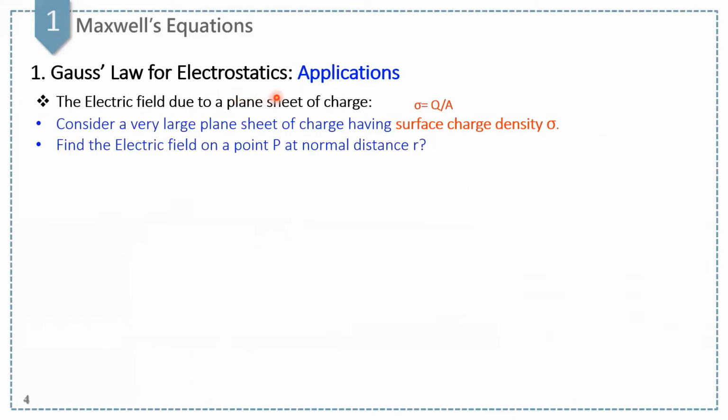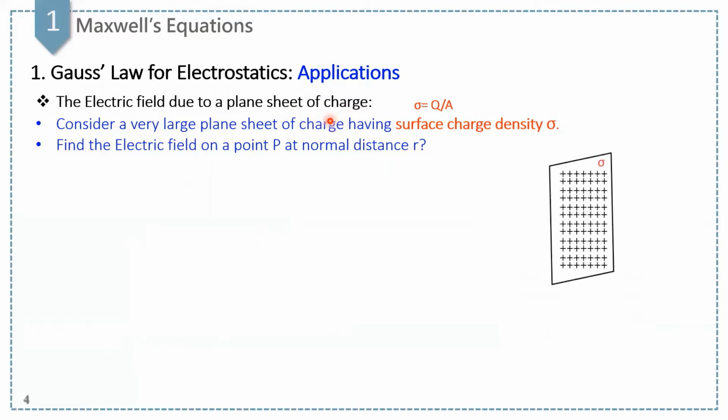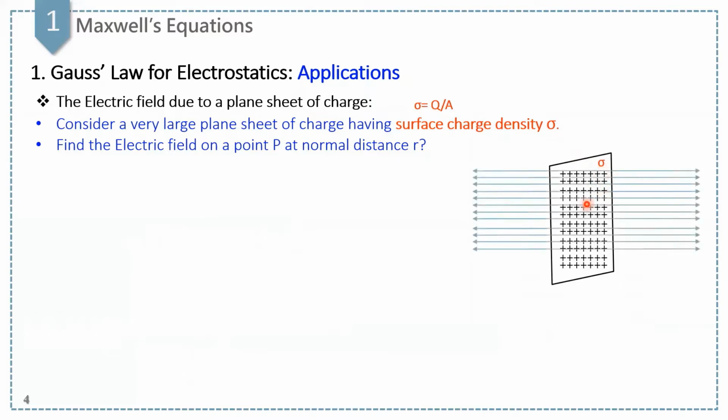This is the second video on the applications of Gauss's law. In this video, we will calculate the electric field due to the infinitely large uniformly charged plane sheet having surface charge density sigma. The electric field is everywhere normal to the plane, and the fields must be same in magnitude on each side of the plane sheet.